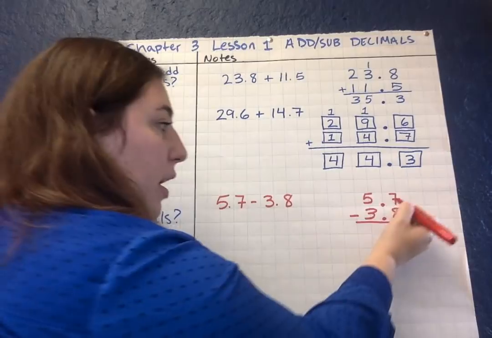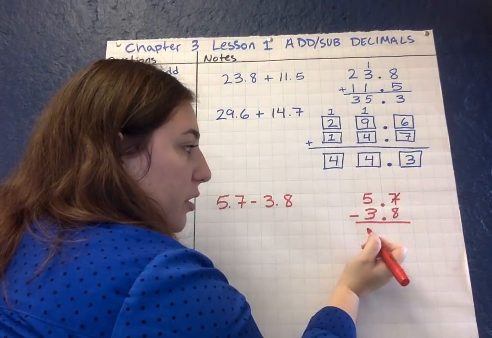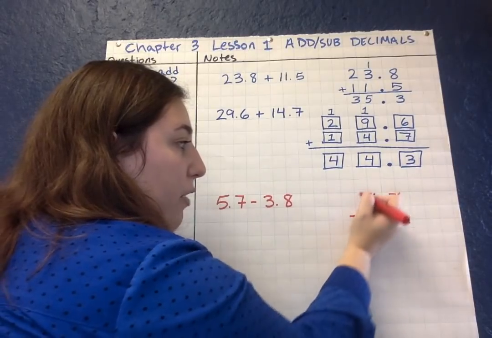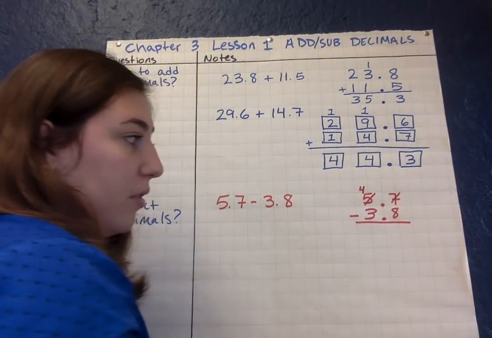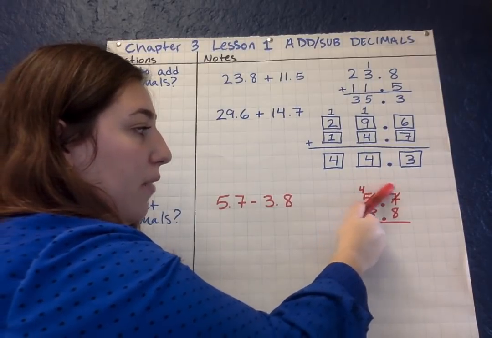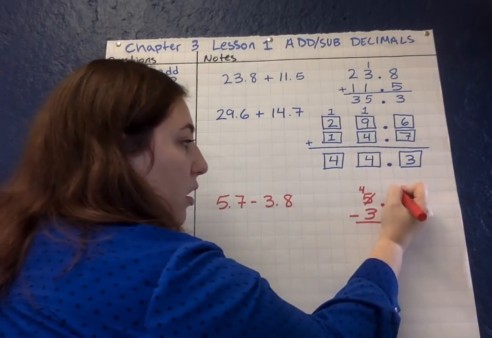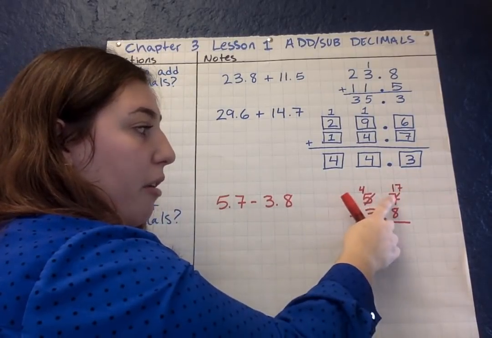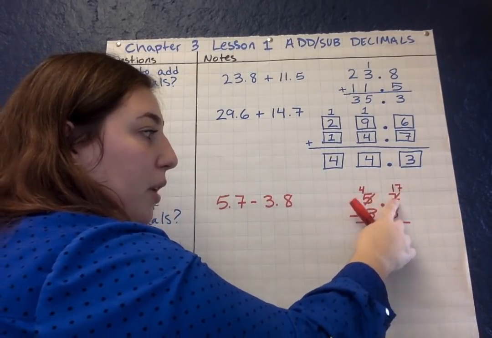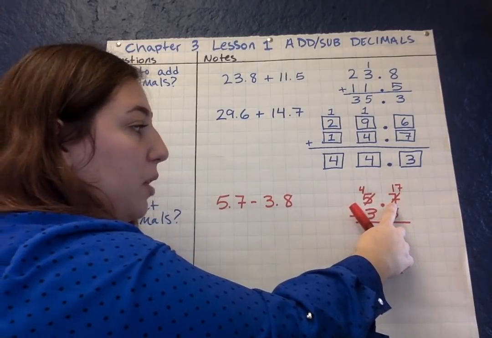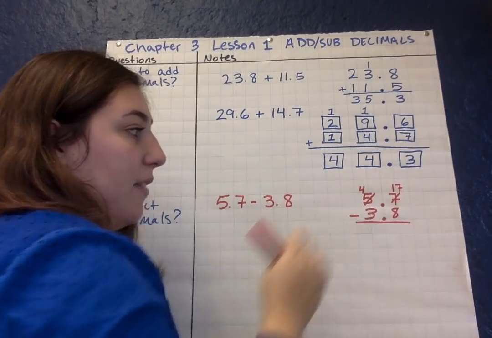So to borrow, I'm going to cross this off first, okay? I'm going to borrow from the 5, so I'm going to cross that out, and I'm going to put a 4 at the top, okay? This tells me that I borrowed 1, and since I borrowed 1, I'm going to give 1 over here. So that would make this 17. Because when I'm borrowing 1 and I put it over here, that actually makes it 10. Okay, so I'm going to do 10 plus 7 and I get 17.